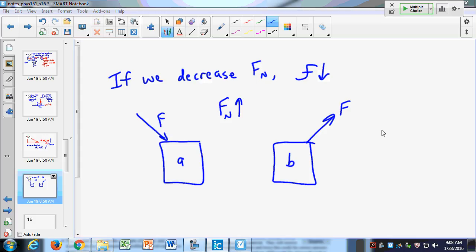So anyway, that's how we can, if we decrease the normal force, then we also decrease this frictional force.